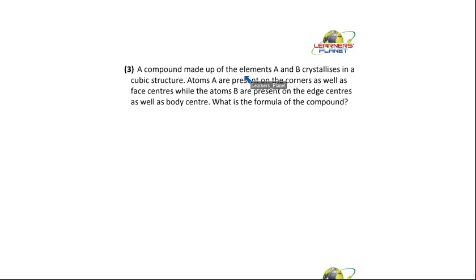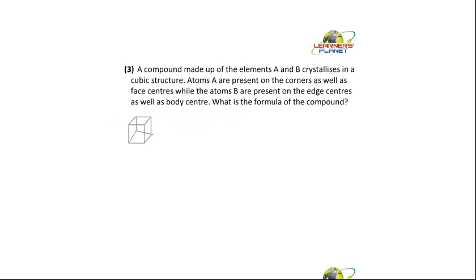A compound made up of the elements A and B crystallizes in a cubic structure. So let's form a cube over here. So this is crystallized in a cubic structure. Atoms A are present on the corners as well as the face centers, while the atoms B are present on the edge centers as well as the body centers.